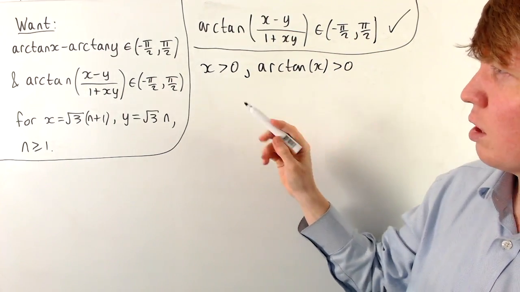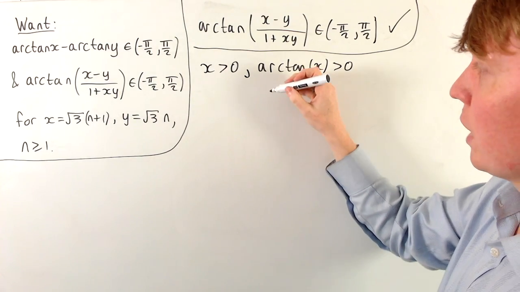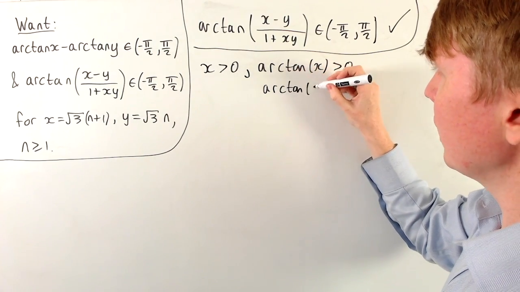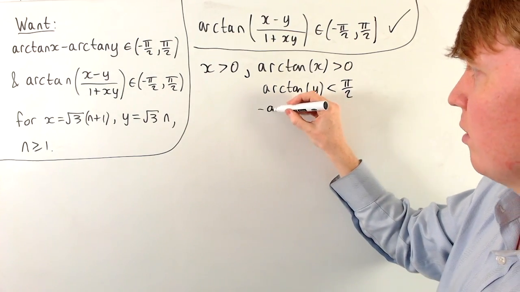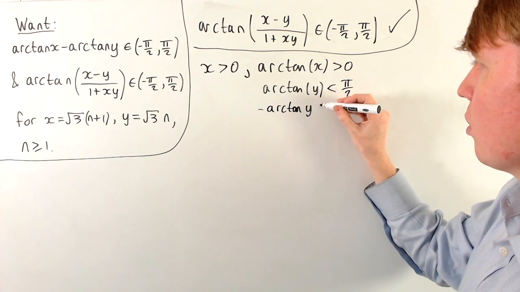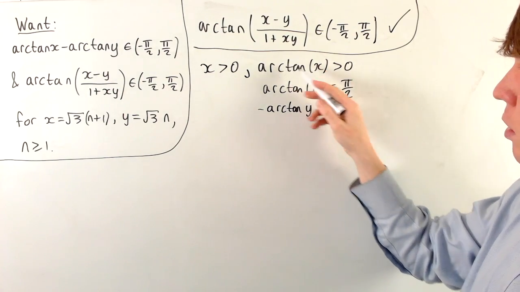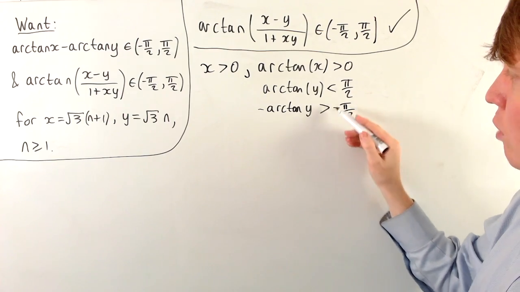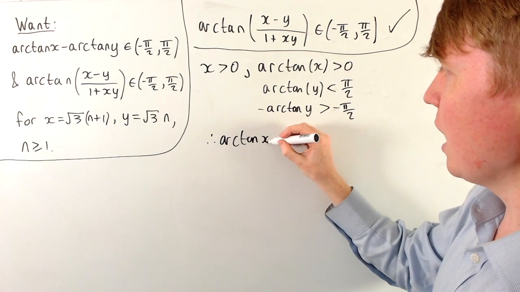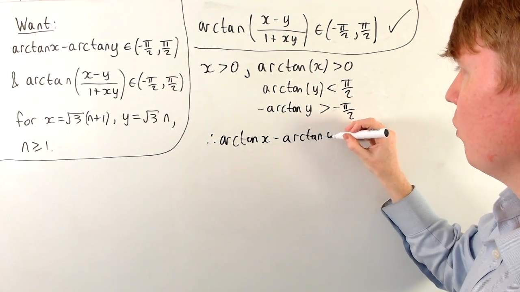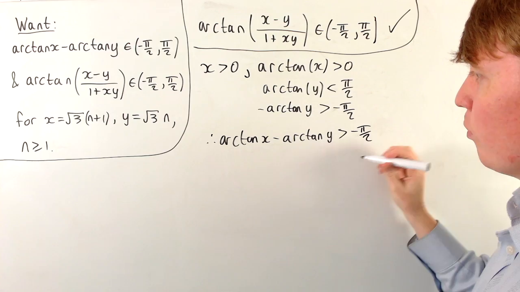And alongside the fact that arctan of y just takes values in this interval between minus pi over 2 and pi over 2, we can say that arctan of y then is going to be less than pi over 2. And if we take negatives here, negative arctan of y is going to be greater than negative pi over 2. And this is building up to now we can say that arctan of x is greater than 0, minus arctan of y is greater than minus pi over 2. So combining these, we can say that arctan of x minus arctan of y has got to be greater than 0 plus minus pi over 2, so greater than negative pi over 2.